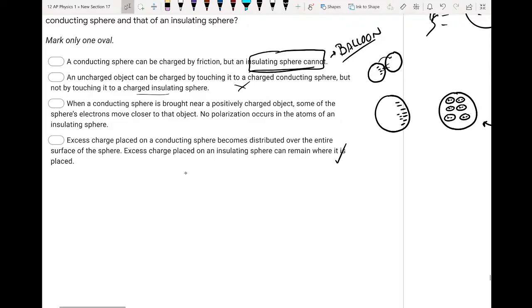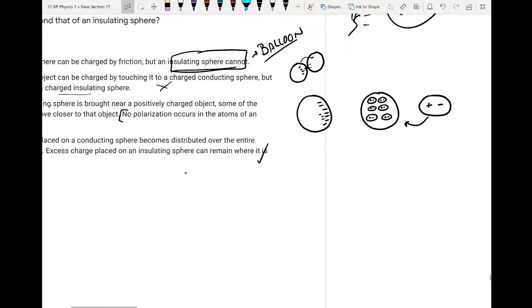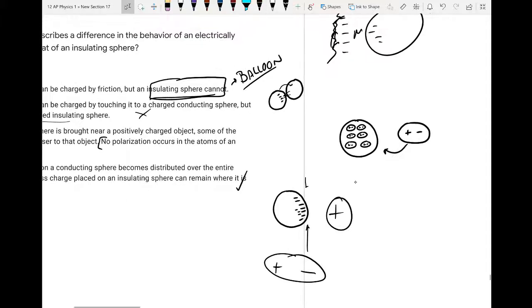When a conducting sphere is brought near a positively charged object, some of the sphere's electrons will move closer to that object. No polarization occurs in the atoms of an insulating sphere. So that's not true. We can polarize an insulating sphere, it's just not as intense. So this right here is an example of a conductor. The electrons are free to move. If we have a positive object here, they can create this polarization where you have this negative side and this positive side, and it's a strong polarization.